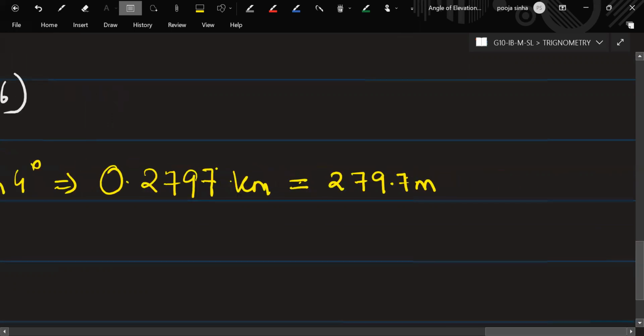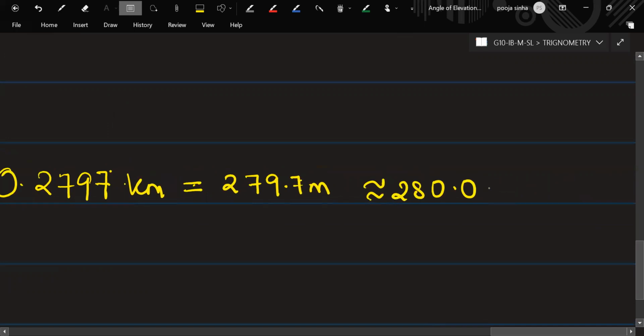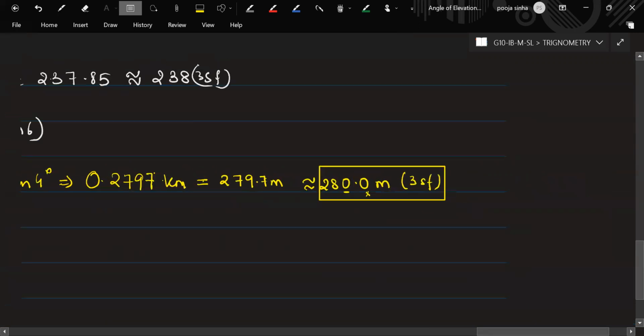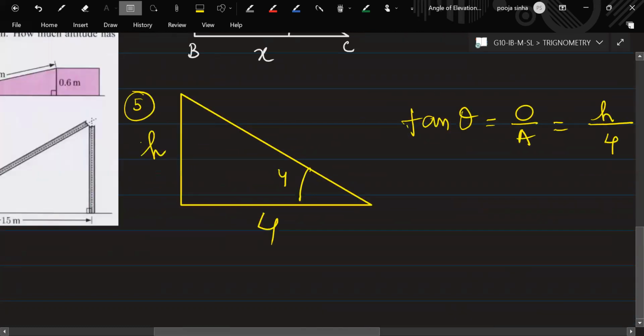279.7 meters, which is equal to 280.0. You will have to make this 0 a capital 0 meters. That's how it becomes 3SF. So this 0 is counted, but this 0 is not counted. Always remember this. Okay, that's your answer for this one. I hope I'm clear. Yes, ma'am. 280. Okay. Next question.